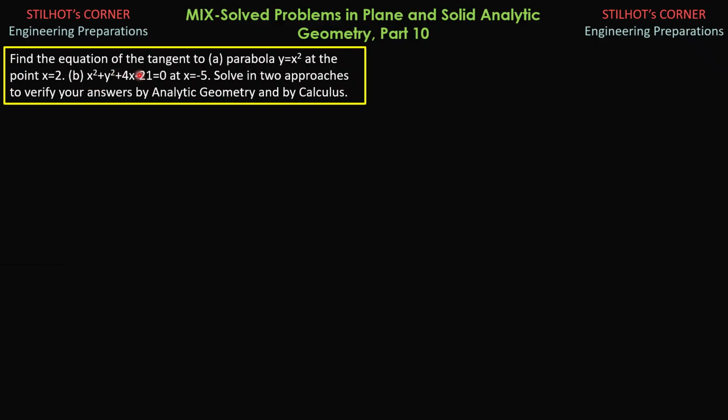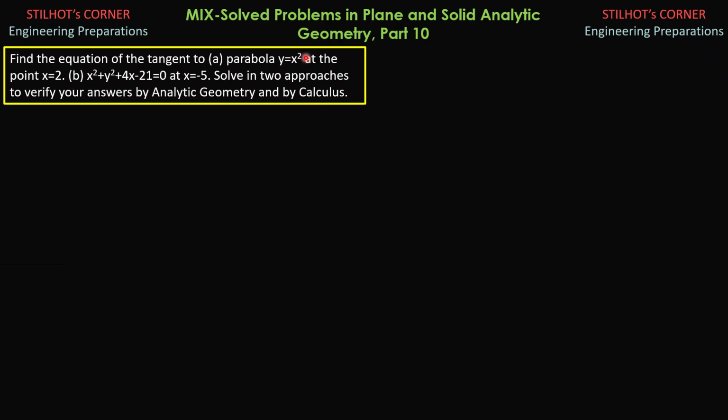Find the equation of the tangent to a parabola y equals x squared at the point x equals 2. Then x squared plus y squared plus 4x minus 21 equals 0 at x equals -5. So this is part B. Solve in two approaches to verify your answers, by analytic geometry and by calculus.